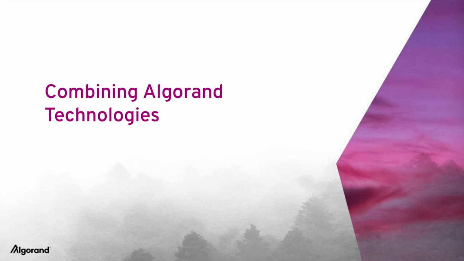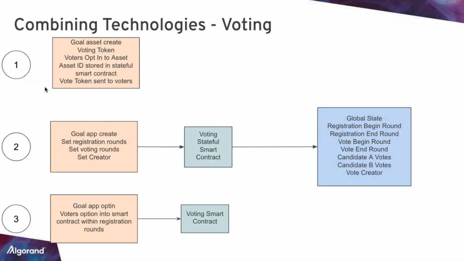So, I'm going to walk through a couple of use cases of how I would combine stateful or stateless contracts together with some of the other technology to solve a particular application problem that I want to build. The first one I'm going to start with is a permission voting system.